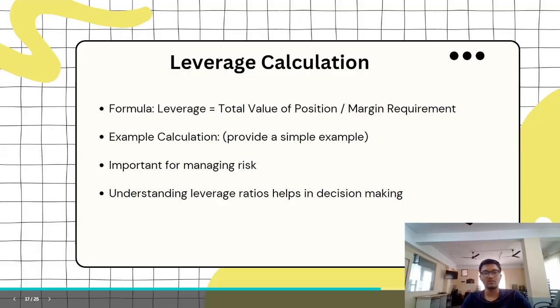So how do we calculate leverage? It is about the total value of position. In case of a share worth, let's say, 500 rupees, what is the margin requirement in intraday? We require a margin of 100 rupees. So what is the leverage we have taken? It is 5x leverage. So 5 is the leverage in case of my position.